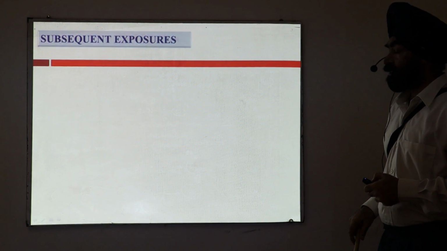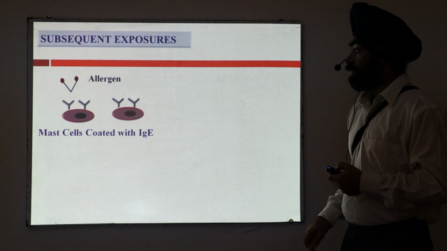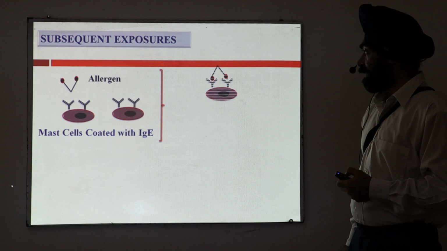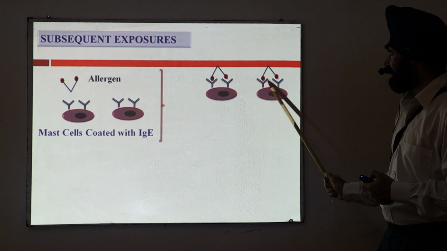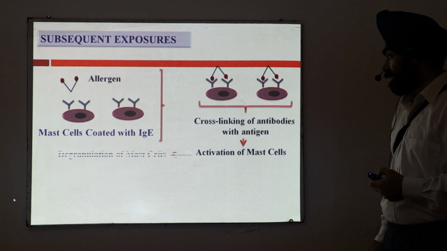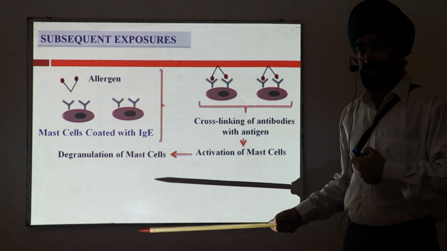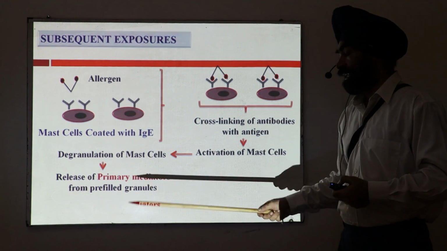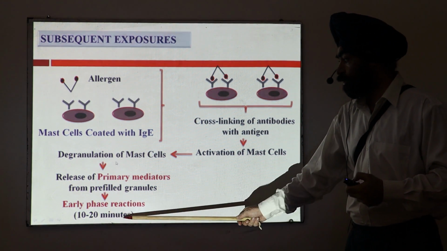Now, what will happen if the same antigen comes again, in subsequent exposures? The same allergen comes, and now it encounters the mast cells coated with IgE. It will lead to the cross-linking of these antibodies. This allergen will cross-link these antibodies, and cross-linking will lead to the activation of mast cells. Mast cells will respond by degranulating. The granules release their material, the primary mediators, and they are responsible for the early phase reactions which start within 10 to 20 minutes.